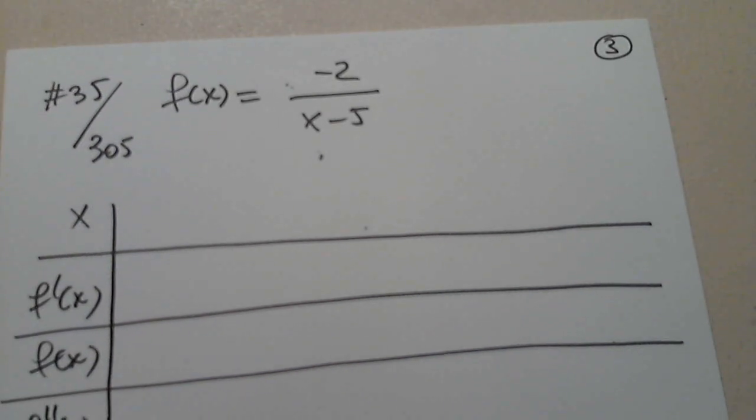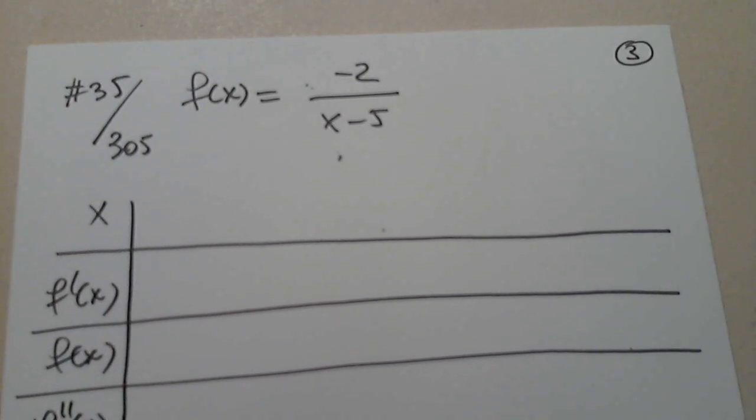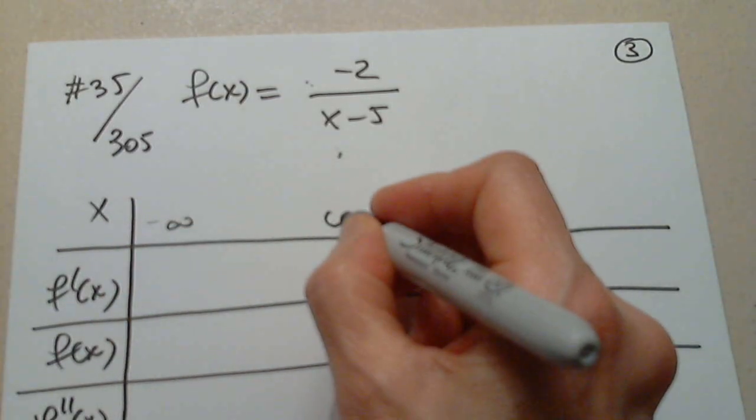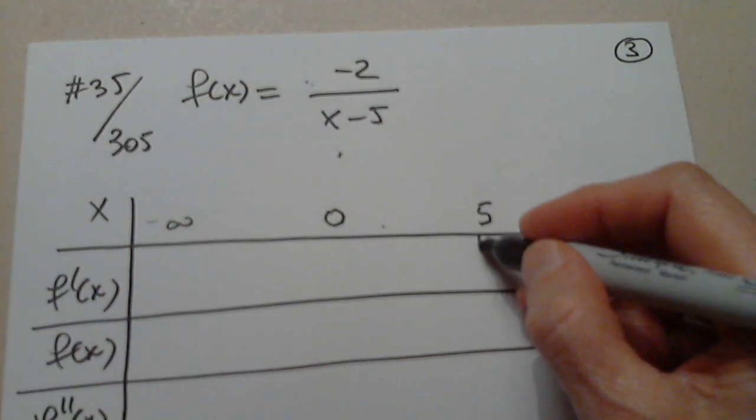Can anyone give us a domain of this function, please? Well, it's all real numbers except for 5. Excellent. Here's how we write that. And you don't have to write it again.